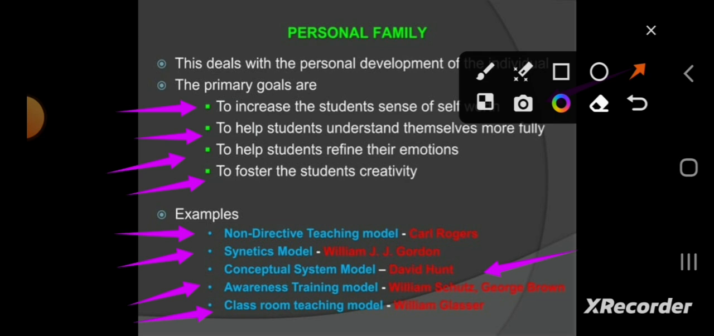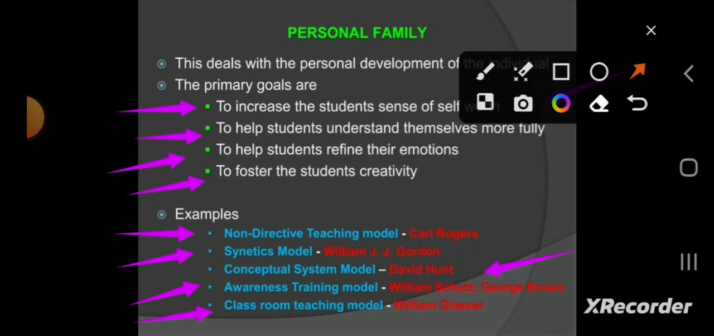Classroom meeting model. This generally refers to various teaching strategies used in a classroom setting to facilitate learning and personal growth. Personal development goals. Effective classroom teaching models aim to create an environment that supports the development of self worth, self understanding, emotional refinement, and creativity by using diverse instructional methods and fostering an inclusive and supportive atmosphere.